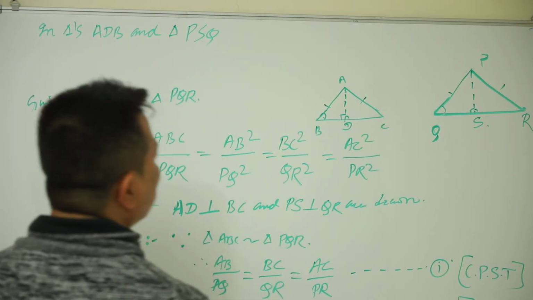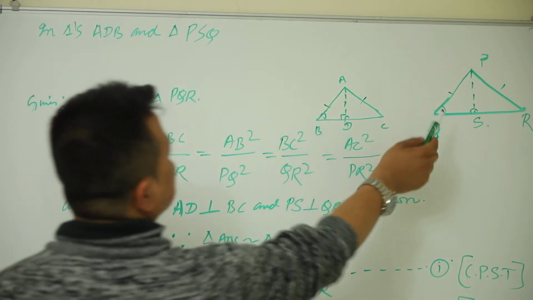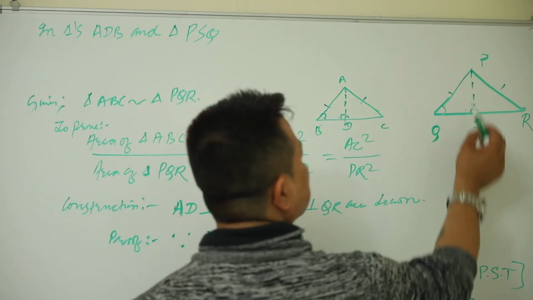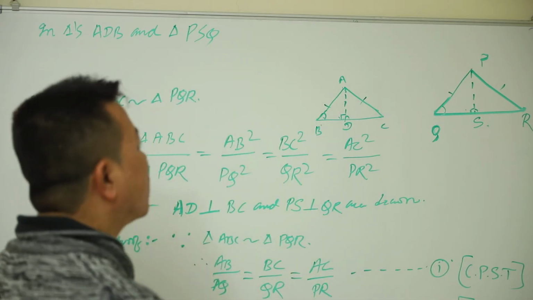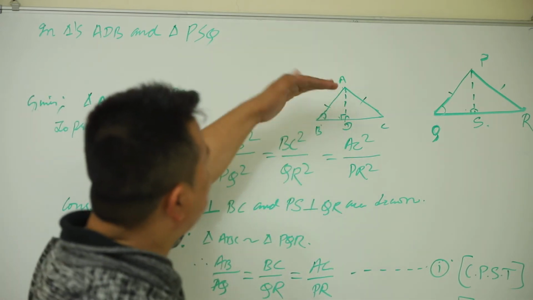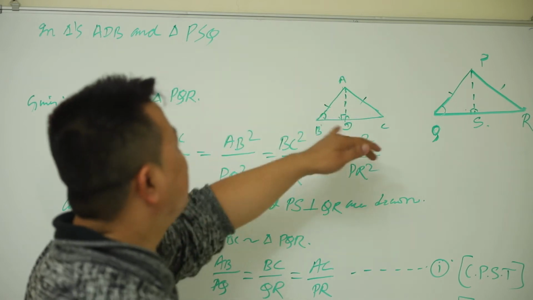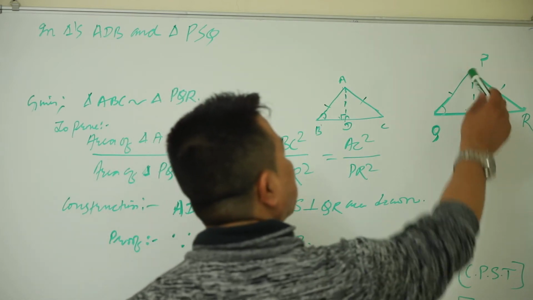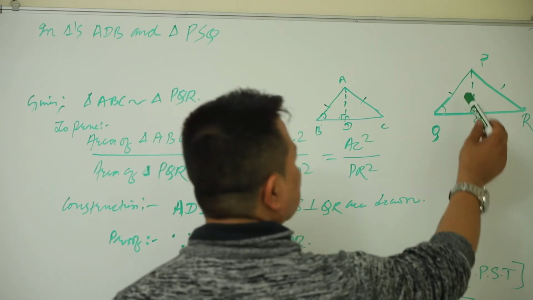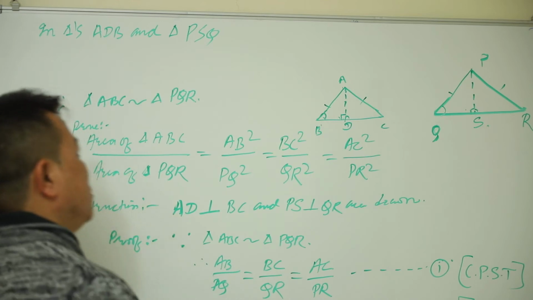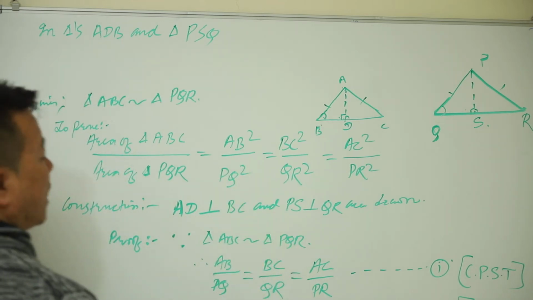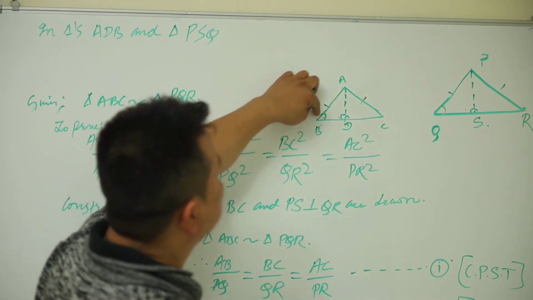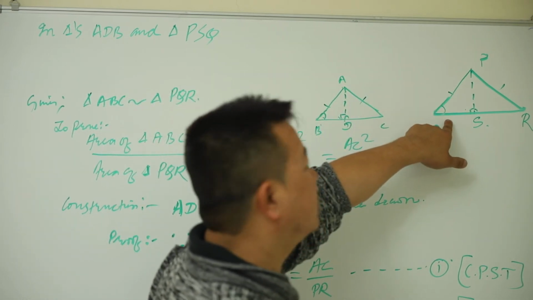First thing we know is 90 degrees. Angle ADB is 90 degrees. Similarly, angle PSQ is 90 degrees. Why 90 degrees? According to the construction, AD is drawn perpendicular to BC, which means 90 degrees. Similarly, PS is drawn perpendicular to QR, meaning this angle is 90 degrees. And we have already proved that this angle and this angle are equal.